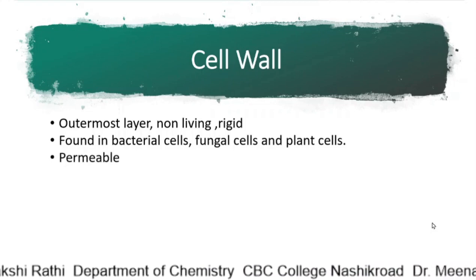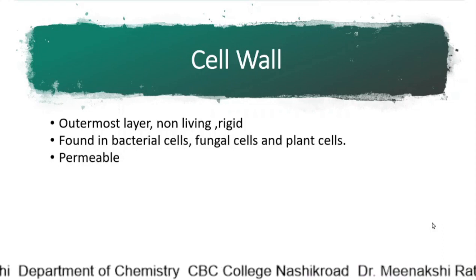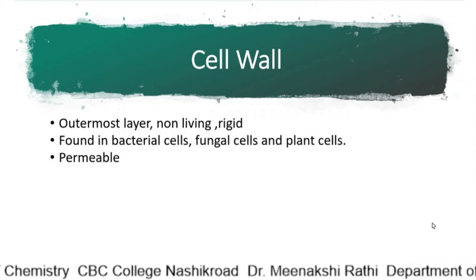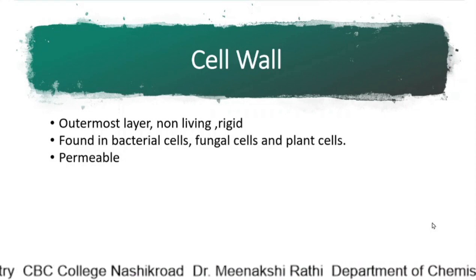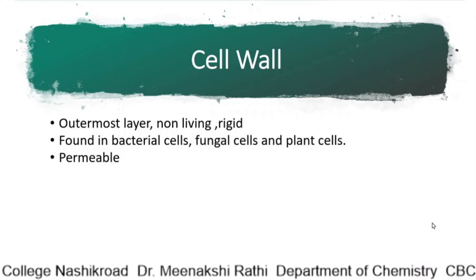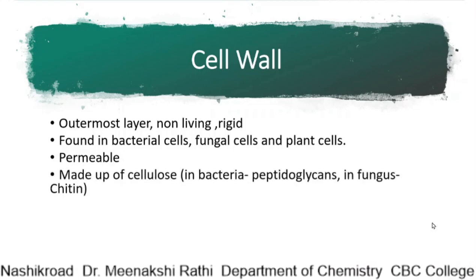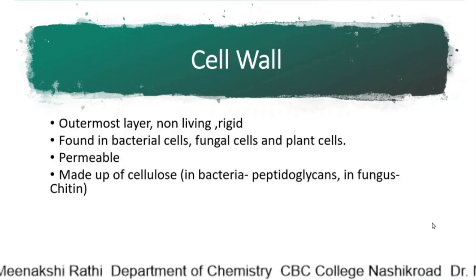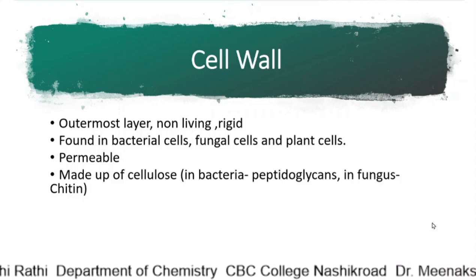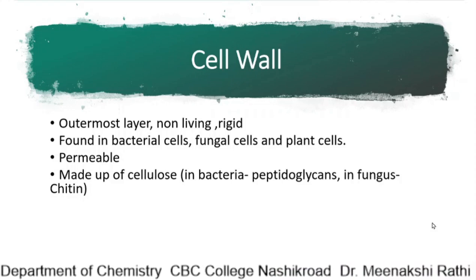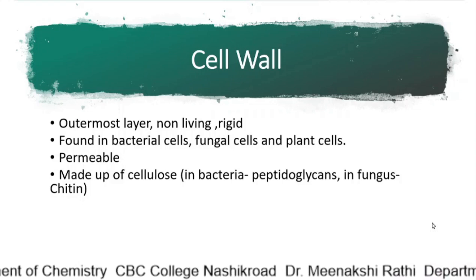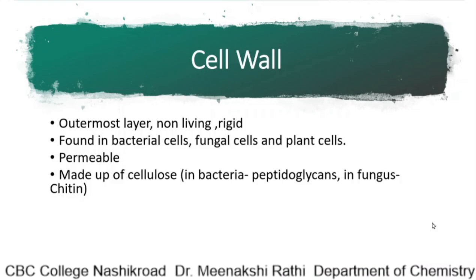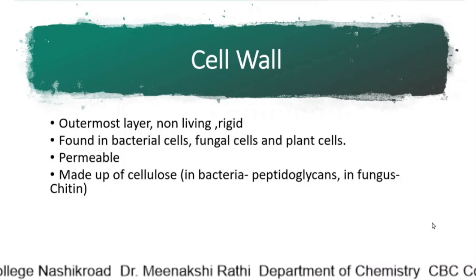It is permeable. Permeable means it allows the fluid to pass from the protoplasm to the outer part as well as from the outer part to the protoplasm. So it is permeable. The cell wall is made up of cellulose in plants, or mostly cellulose, but in bacteria it is made up of peptidoglycans, meaning proteins and carbohydrates, while in fungi it is made up of chitin.